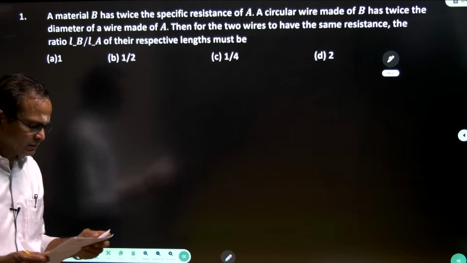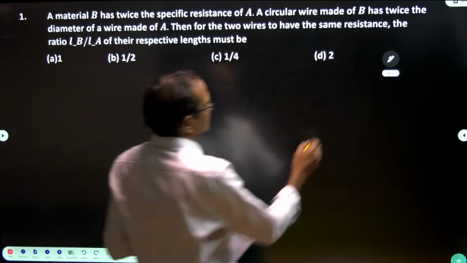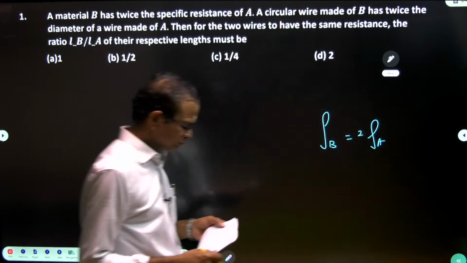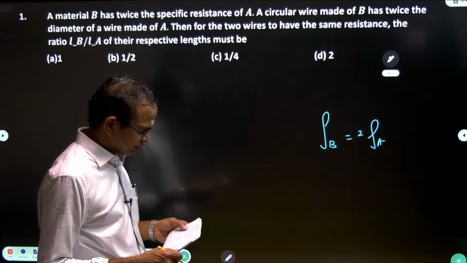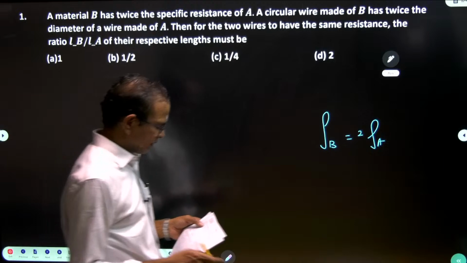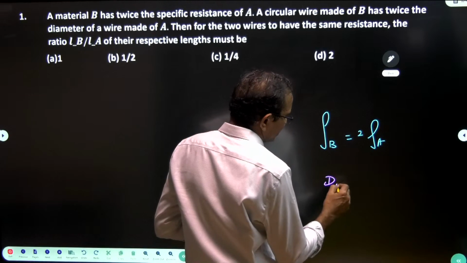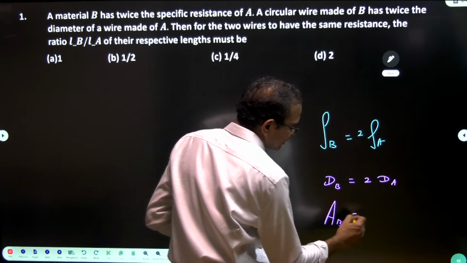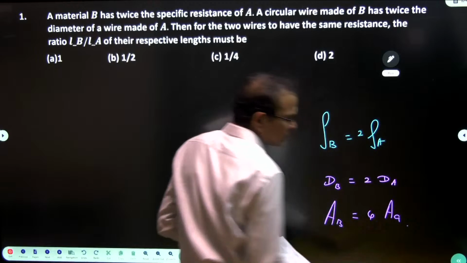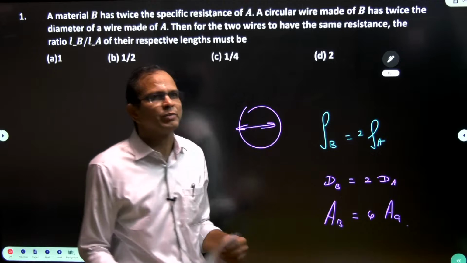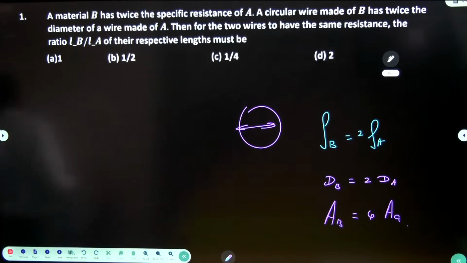Material A has twice the specific resistance as B. So rho of B is twice rho of A. A circular wire made up of B has twice the diameter of A. So the diameter of B is twice the diameter of A, which means the area of B is 4 times the area of A. Am I right? Suppose this diameter becomes 2 times, the area is pi r square. How many times? Answer: 1 by 2.